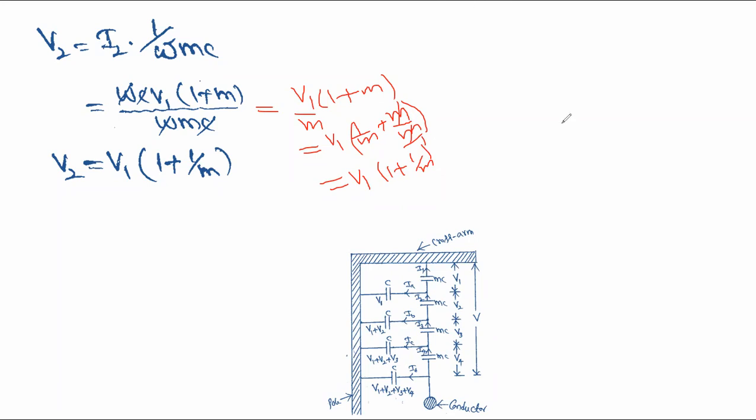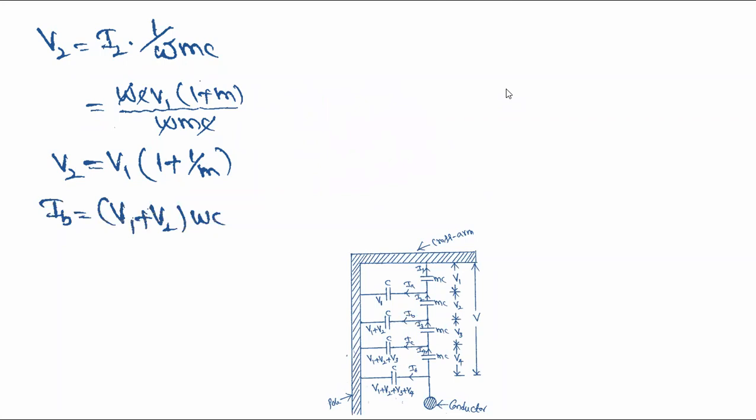Now we can write down similarly. What is the IB current? That is IB equal to the weight of the conductor W. This is the shunt capacitance C. What is the voltage? V1 plus V2. That is IB equal to V1 plus V2 into WC. And that is V1 plus, what is the value of V2? Already we have that, V1 into 1 plus 1 by M, into WC.